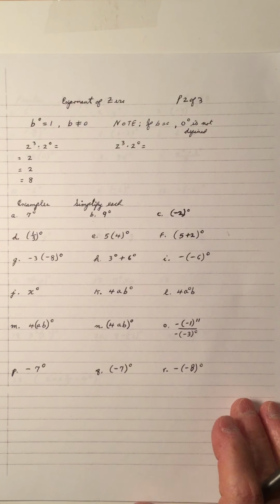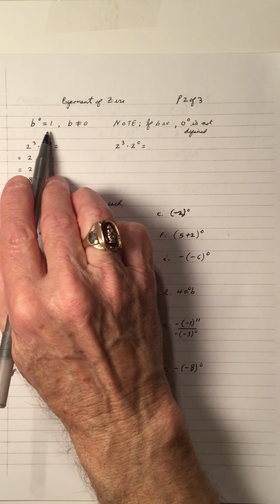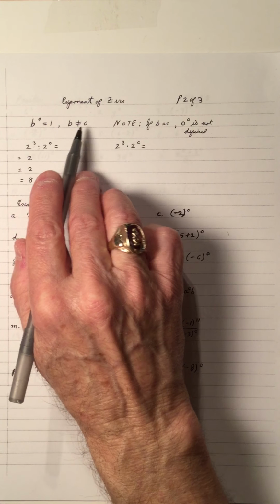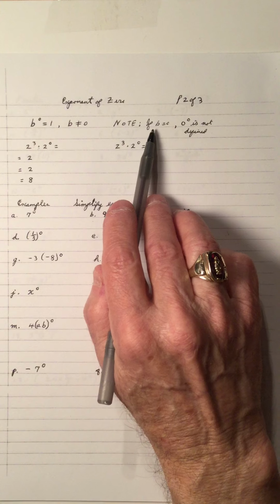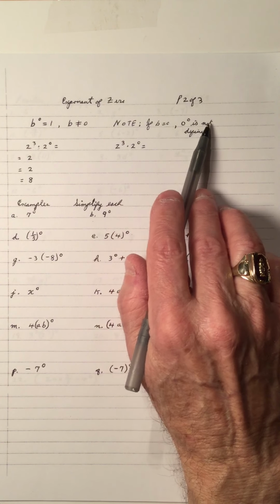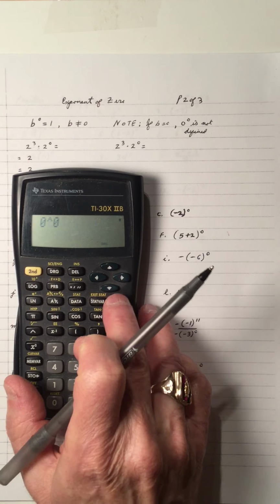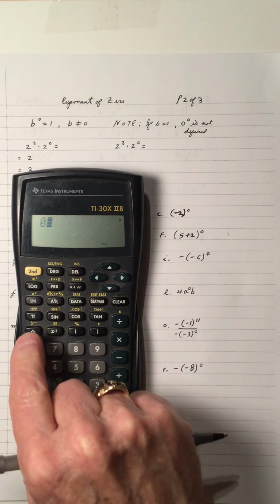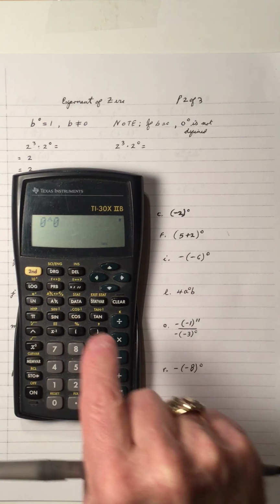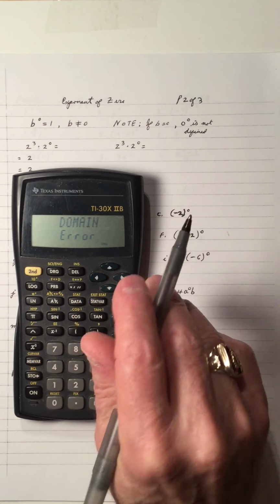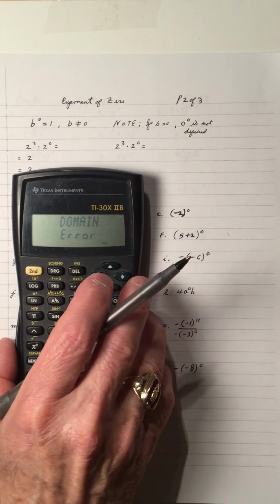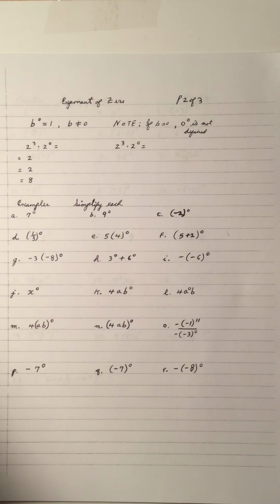Exponent of 0. B to the 0 equals 1, B is not equal to 0. Note, if B equals 0, then 0 to the 0 is not defined. So again, B cannot be 0. To explain that, if I take 0 and raise it to the 0 power, I get an error. So we're not allowed to have a base of 0 when you do exponents, because 0 to the 0 is undefined.